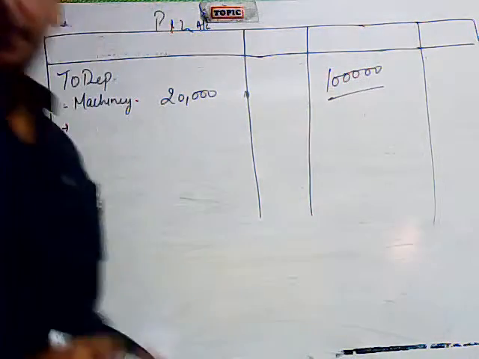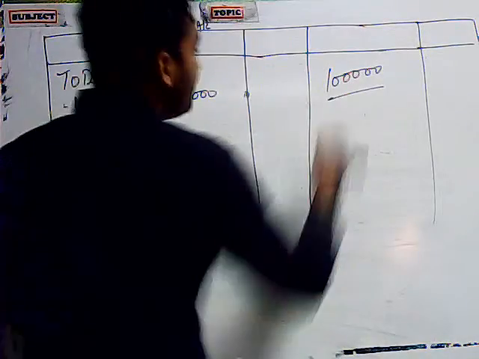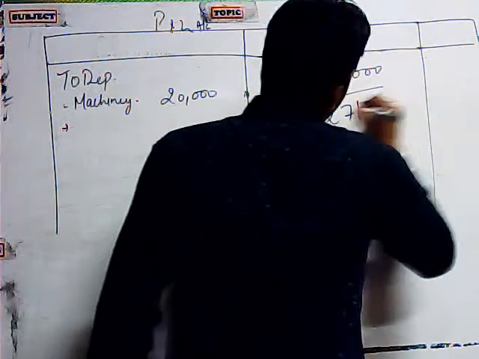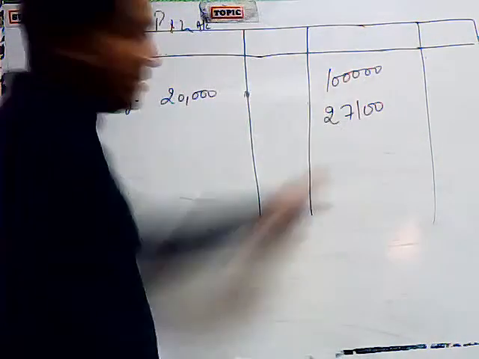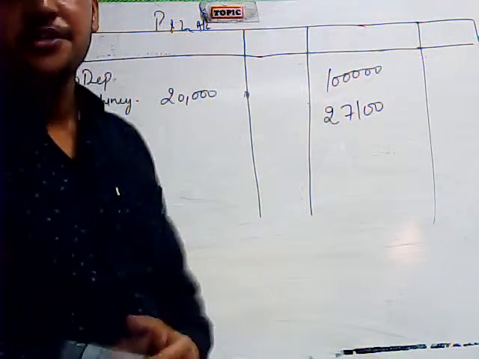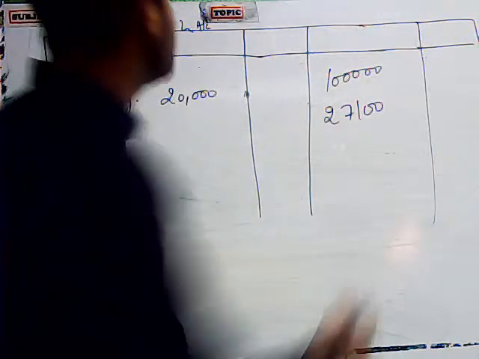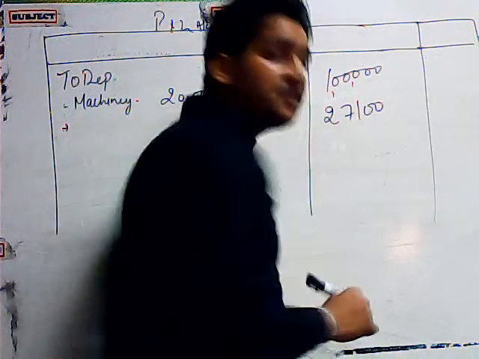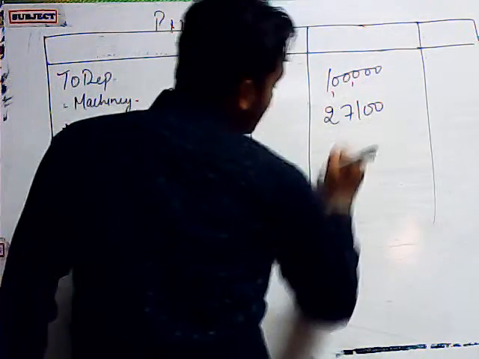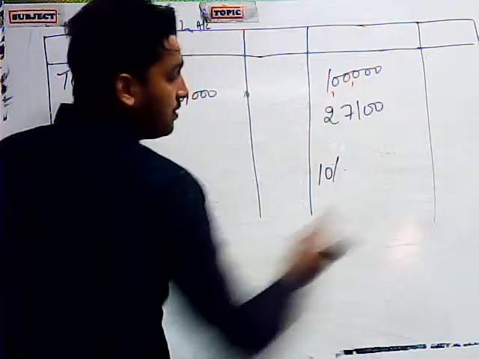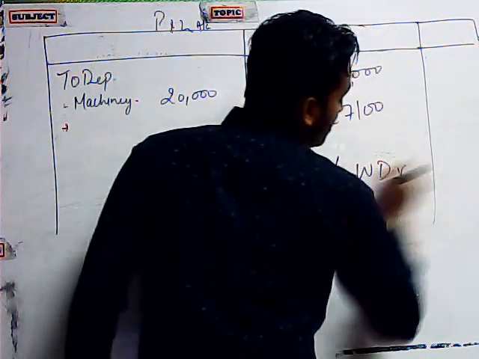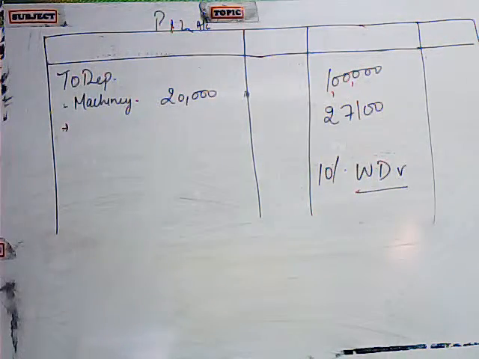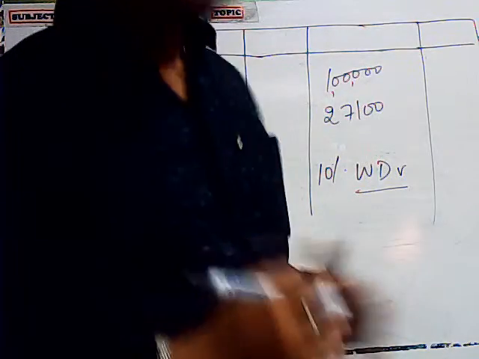Okay. But here we have a value of provision for depreciation of machinery. What is the value? That is 27,100. That is the value of provision for depreciation, 27,100. Because we know that we have to charge depreciation of 10% by the written down value method. It means the remaining value of a particular asset, after that we have to charge 10%.